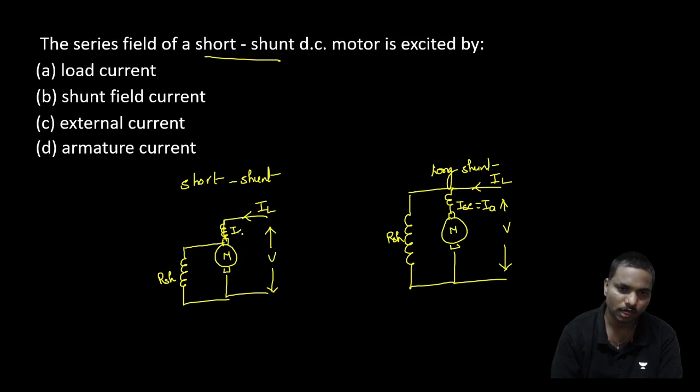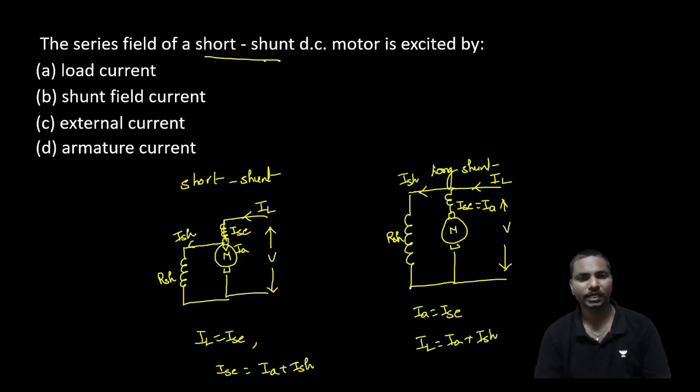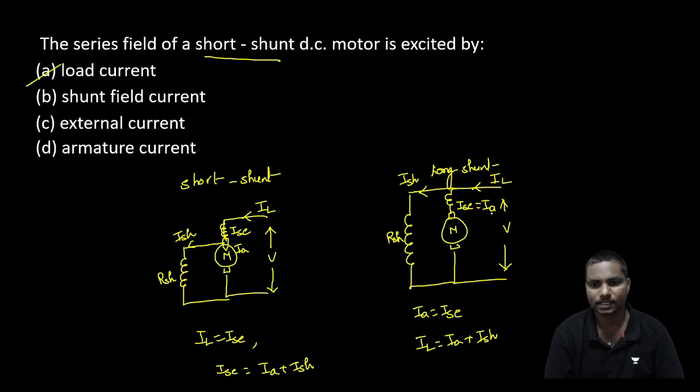Here the load current I_L and I_SC are both in series, so I_L is equal to I_SC. Here I_SC will be divided as I_A plus I_SH for the shunt. In the long shunt, I_A is equal to I_SC and I_L is equal to I_A plus I_SH. So in the short shunt, the series field winding is excited by the load current, and in the long shunt it is excited by the armature current.